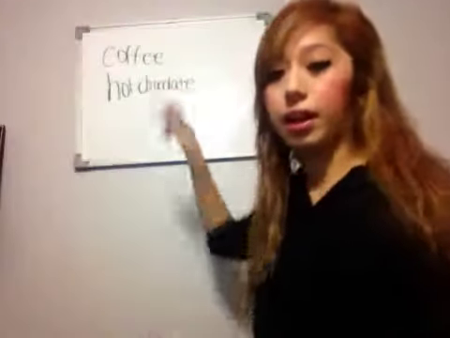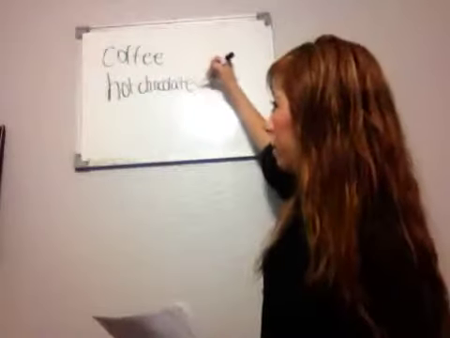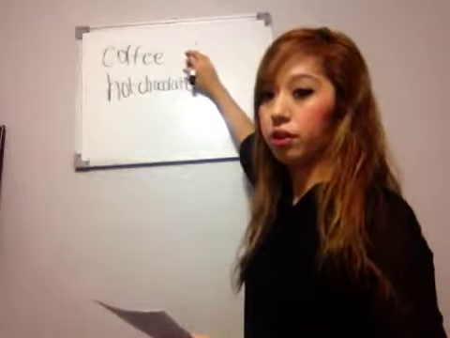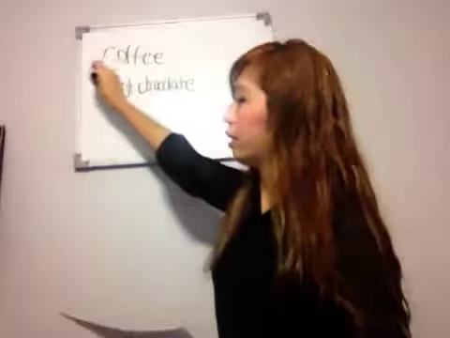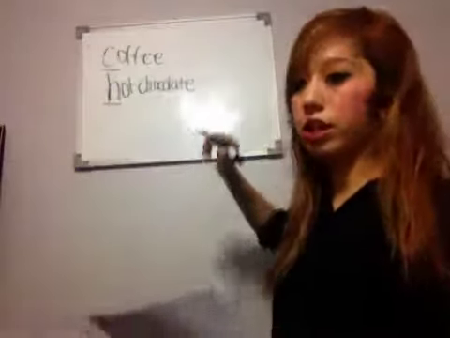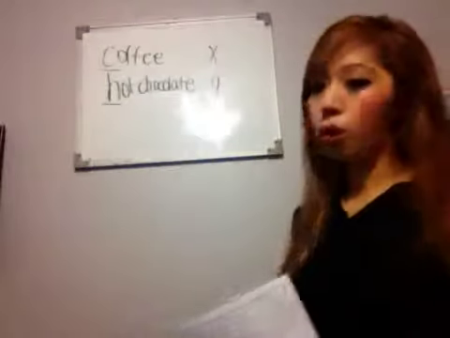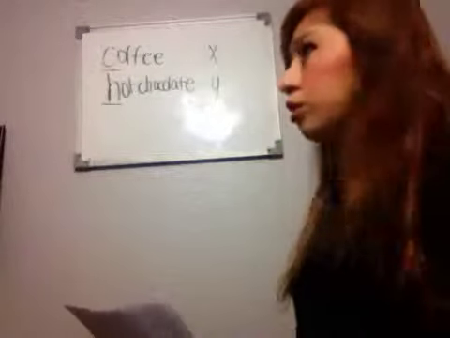Coffee and hot chocolate, meaning you need two variables. Okay, first thing, you have to figure out what variables. For coffee and hot chocolate, you can either use C for coffee and H for hot chocolate, or you can just use X and Y. So which one would you prefer? Okay, X and Y.